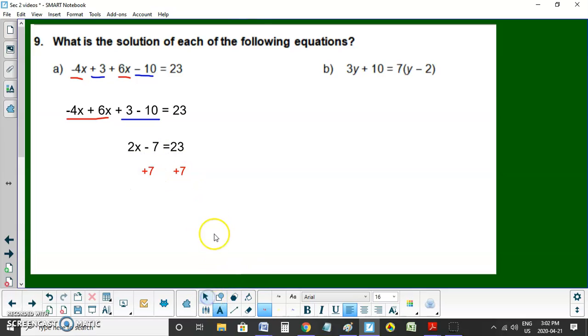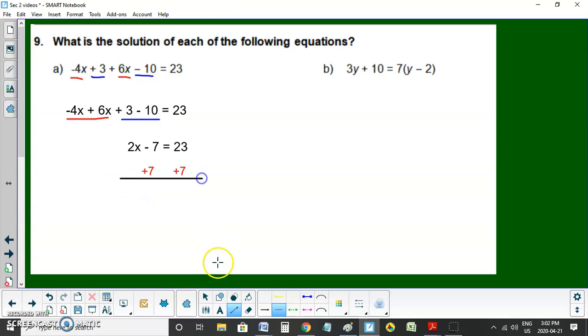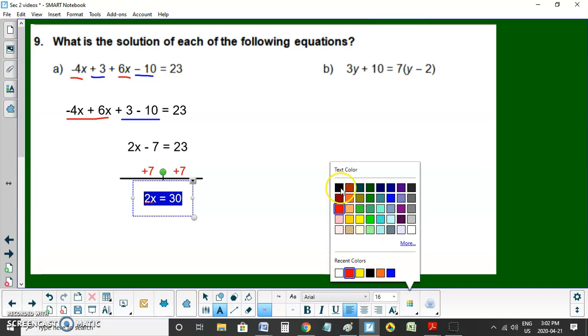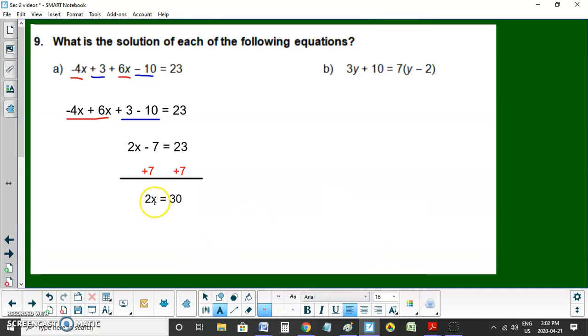And when I do that, I'll get an even simpler equation. So when I add them up, what do I get? Negative 7 plus 7, well, that's 0. So I just have 2x left on this side, and on this side I'm going to have 23 plus 7, well, that's 30. So I have 2x equals 30. There you go.